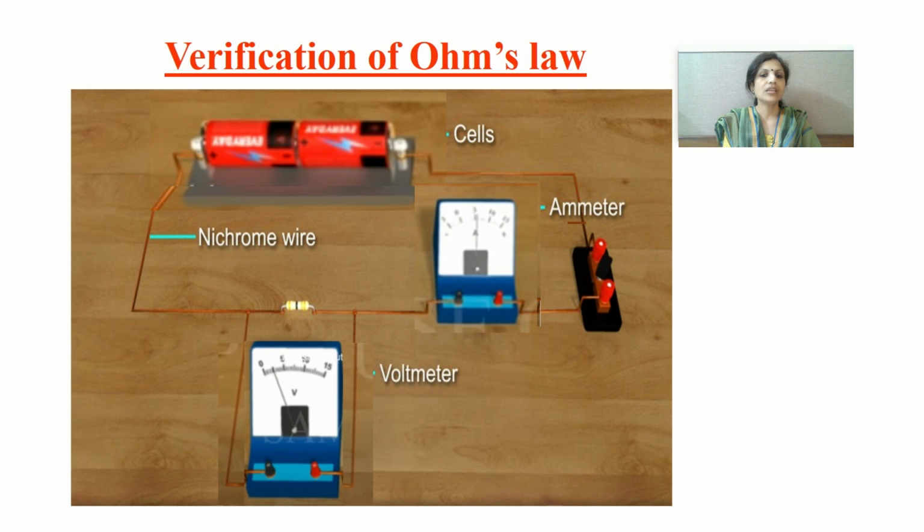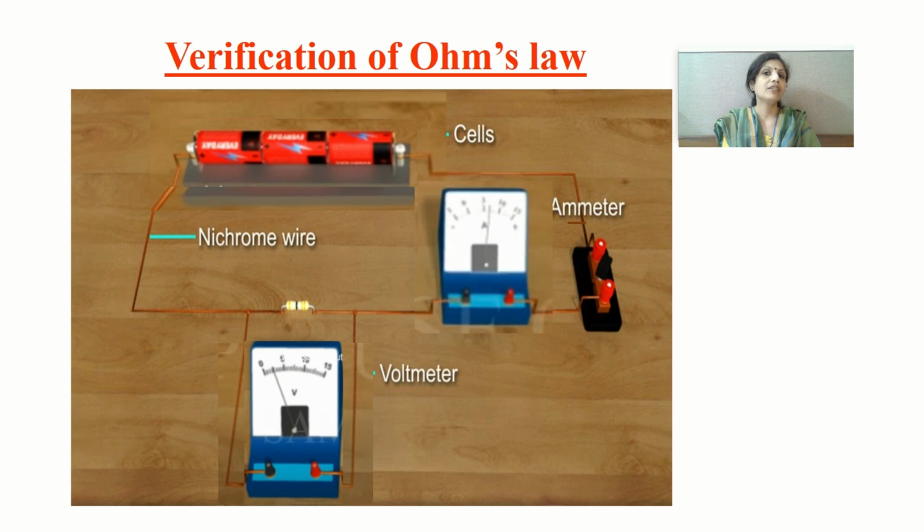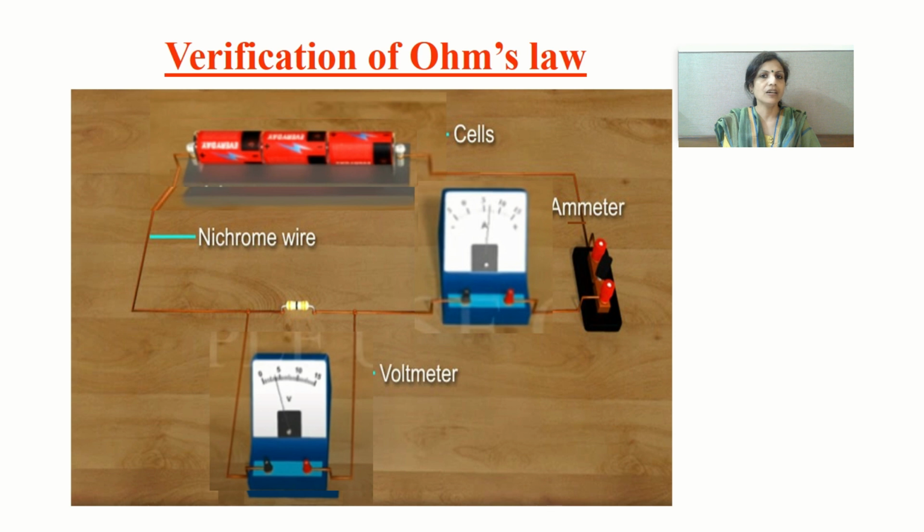Let's connect 3 cells now. When you connect 3 cells, look at the reading of the ammeter. The pointer has gone ahead again. That means current has increased, and the voltmeter is showing the increased potential difference. So as we are increasing the potential difference, we can see the change in the current, and the current is also increasing. Alright, let's try connecting 4 cells.